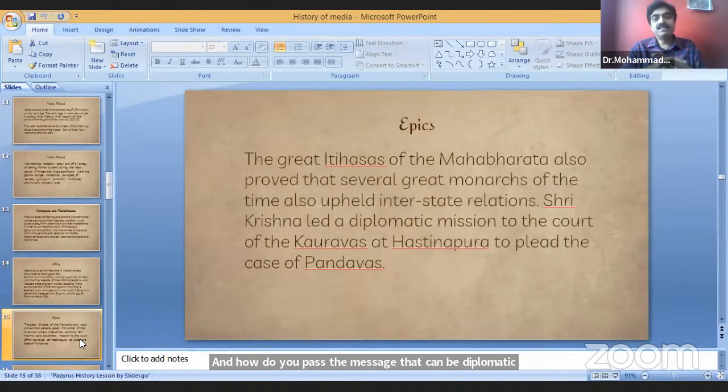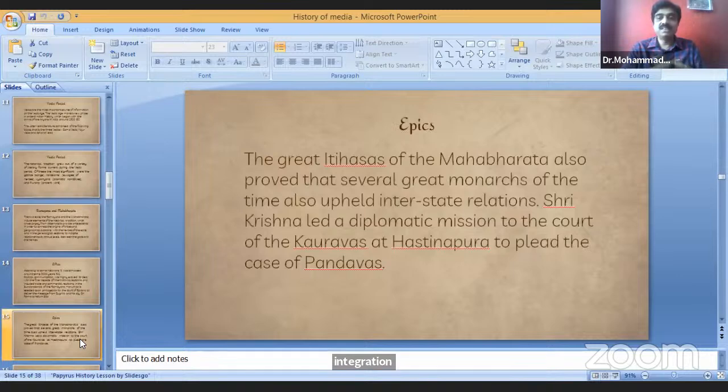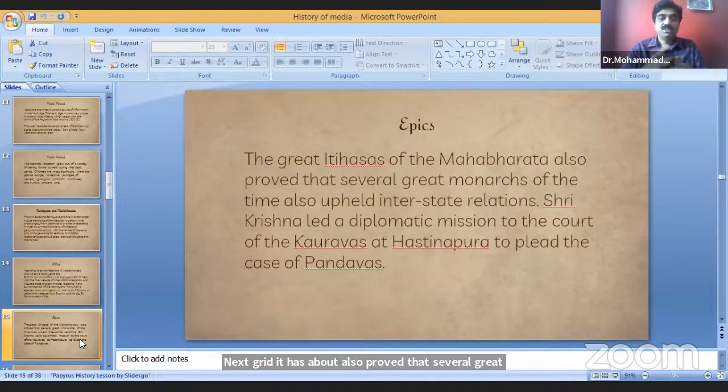Next, the great Itihasa, the Mahabharata, also proves that several great monarchs of the time upheld interstate relationships. Sri Krishna led a diplomatic mission to the court of the Kauravas at Hastinapuram to plead the case of the Pandavas. We will talk about this in the Mahabharata as well: how Krishna reached, how he acted, and how he delivered the message to the Kauravas in their court.